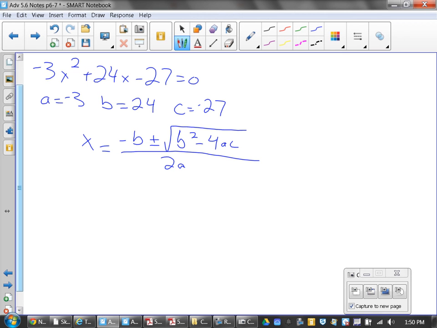Use your coefficients, negative 24. Negative b. Oh, wait, never mind.